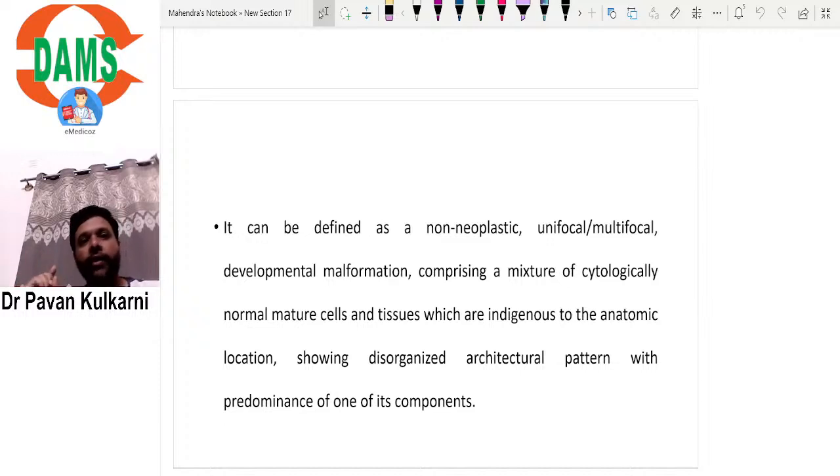Native means, for example, wherever normal tissue is there, it will occur in that area only. For example, skin. So hamartoma will be seen on skin only. Exactly the opposite of this is choriostoma. What is choriostoma? It is not native to that place. For example, sebaceous glands you will see on the skin, not in the oral cavity. If you see it in the oral cavity, it is not a native place. Then we call it a choriostoma. So that is the definition of a hamartoma.